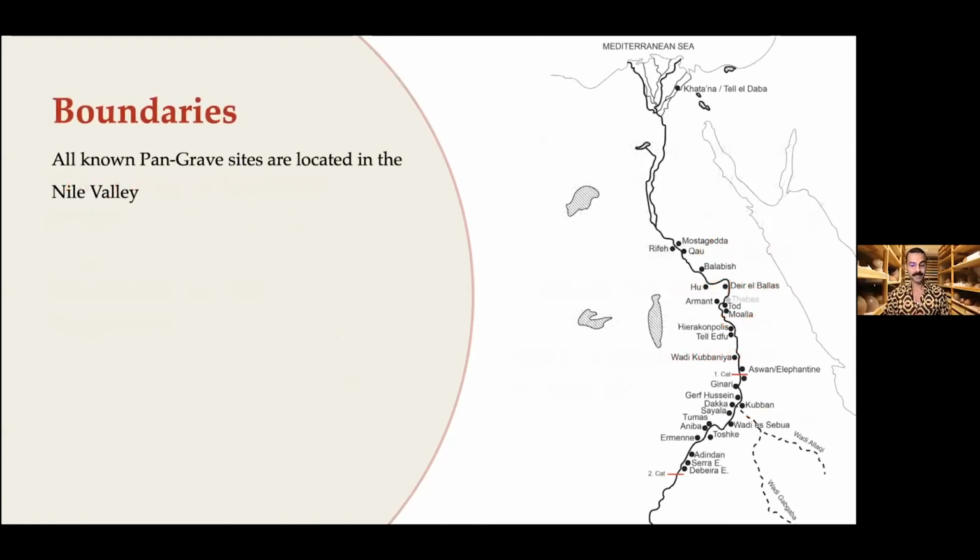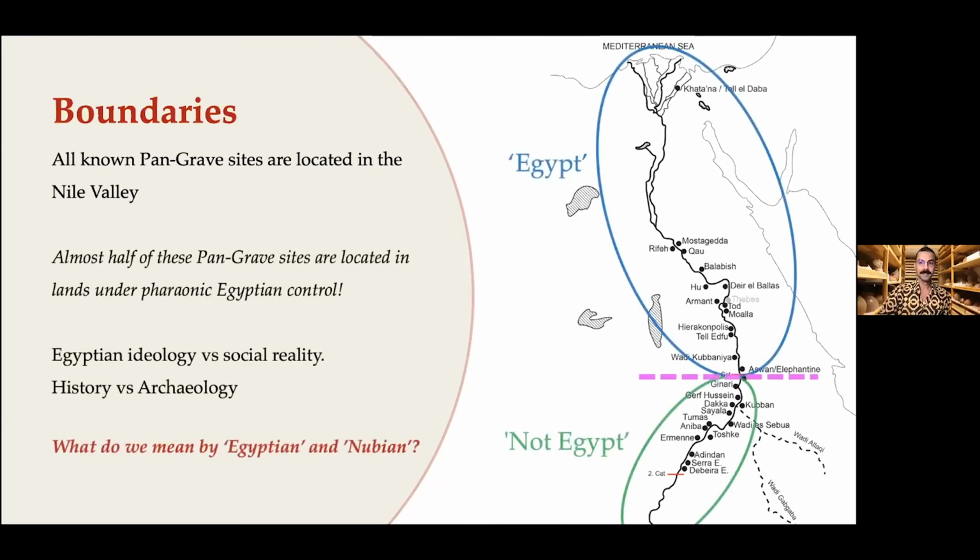So here is a map showing all of the known cemeteries that have been attributed either fully or partially to the Pangrave culture. But now let's add what are traditionally thought to have been the ancient boundaries between ancient Egypt and Nubia. The ideological and symbolic boundaries between Egypt and Nubia for the ancient Egyptians were situated at the First Nile Cataract near modern Aswan, which is marked by the pink line on the map.